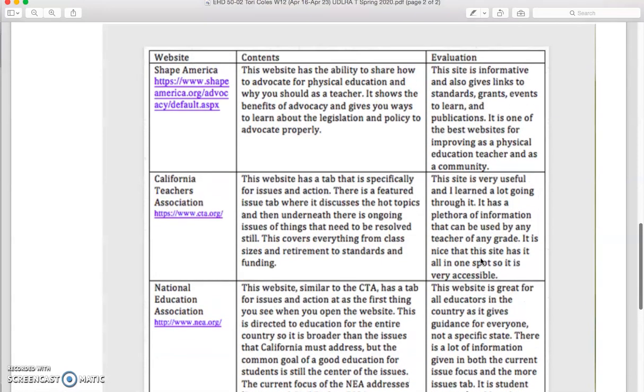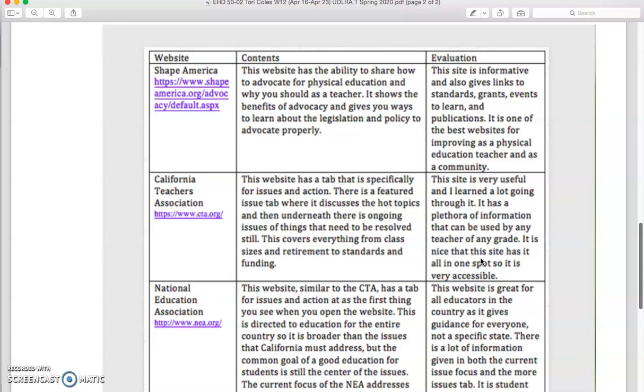Shape America is a very informative website. It gives links, standards, grants, and events, and it promotes physical education. It gives a community for physical education teachers to be a part of and support each other, and gives links to be able to go to conferences and engage with each other and grow.